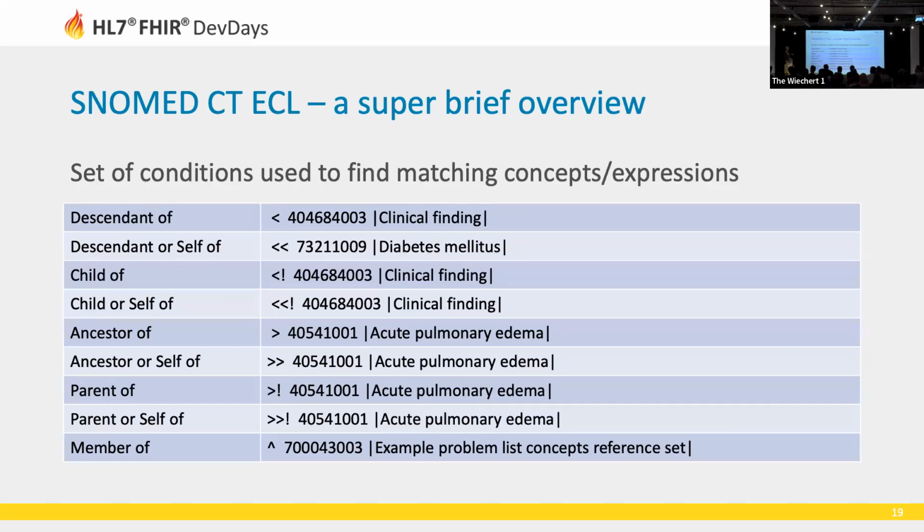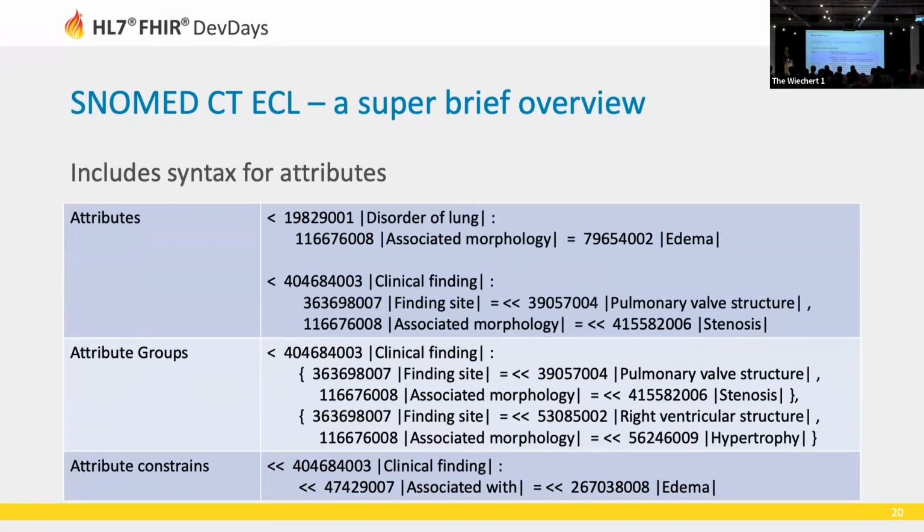You can have just direct children and not the rest of the descendants. You can have just direct parents and not the ancestors. You can have all of the ancestors, members of reference sets. There's quite a lot of syntax invented for that. It gets even more complicated, as you can see.